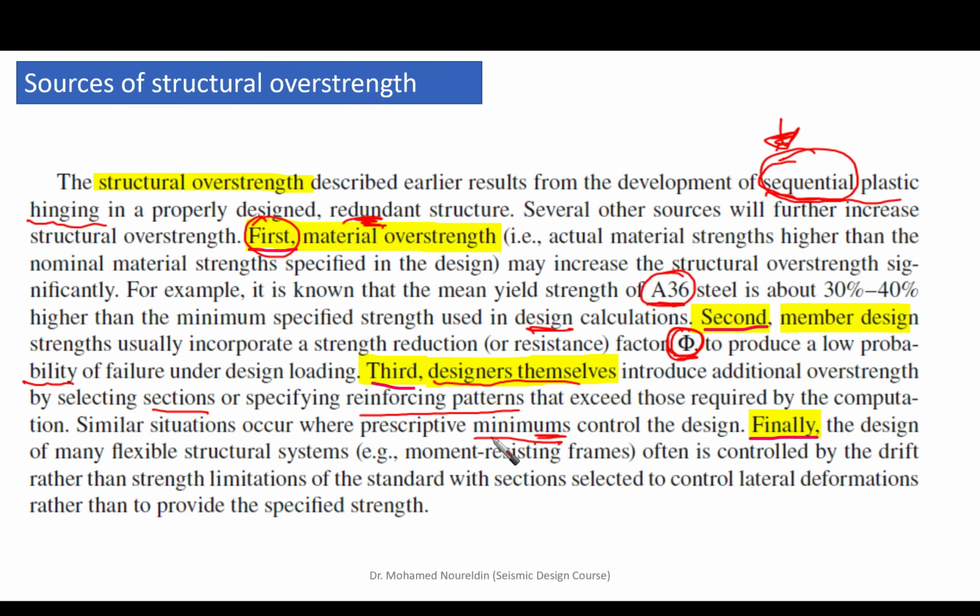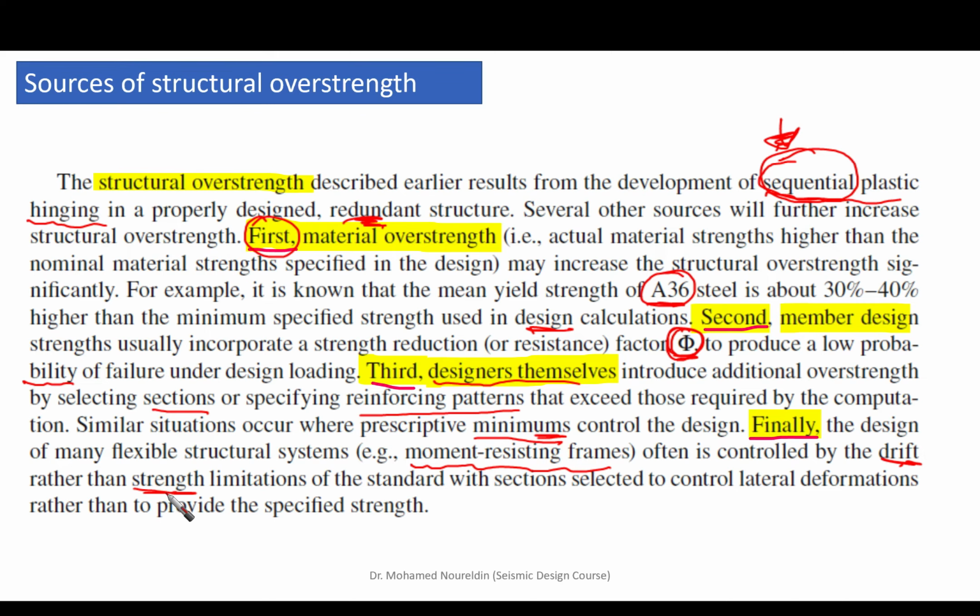Finally, the design of many flexible structure systems like moment resisting frames often is controlled by the drift rather than strength limitations, especially moment resisting frames. This means what? That your strength is not going to be used.